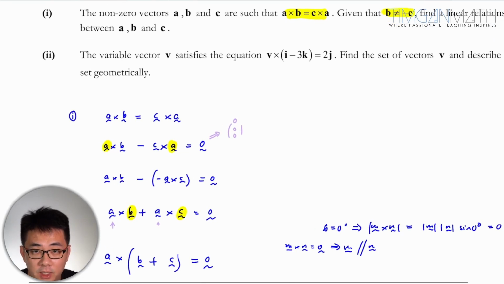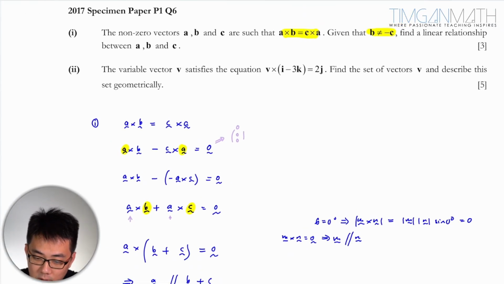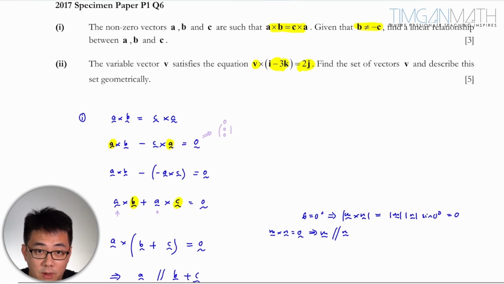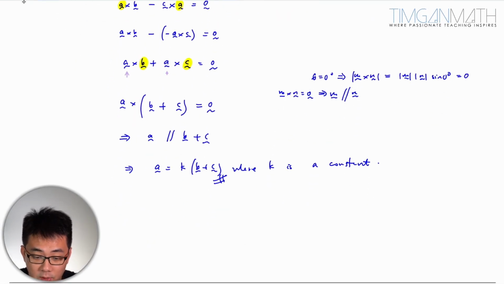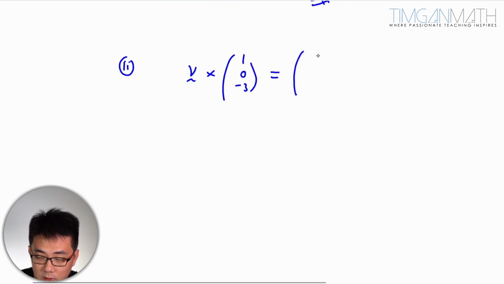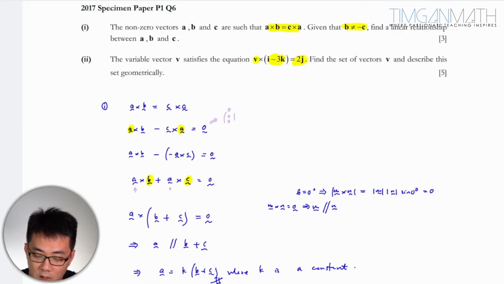The variable V satisfies this equation here. So you take V cross with this, you get 2J. Find a set of vectors V and describe this set geometrically. Let's see if I can do this proficiently. I think this is pretty interesting. So for part 2, I'm going to just write down what was given to me. V cross with 1, 0, minus 3 equals to 2J, so 0, 2, 0. Okay, great. So this is what I'll get.